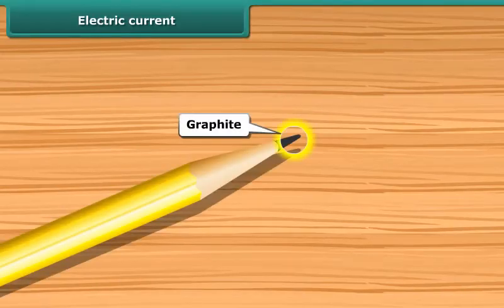Pencil lead is made of graphite. It is a form of carbon. It is non-metal, but it is a conductor of electricity.